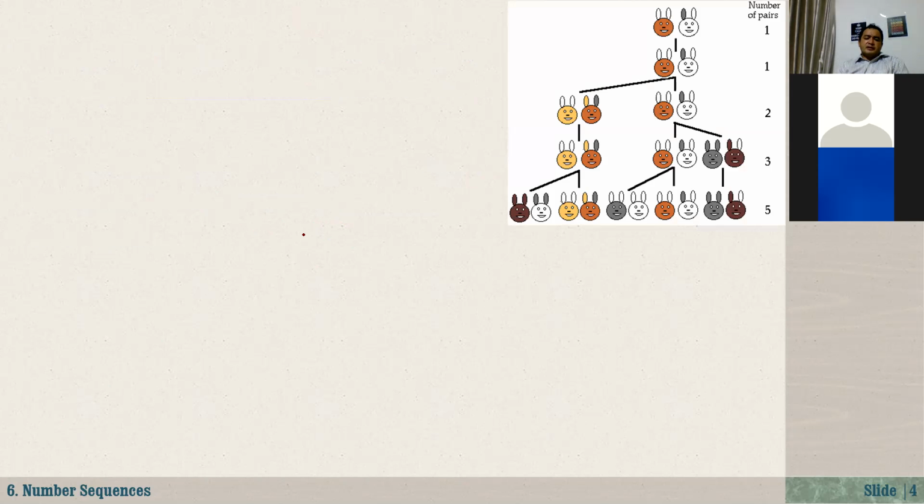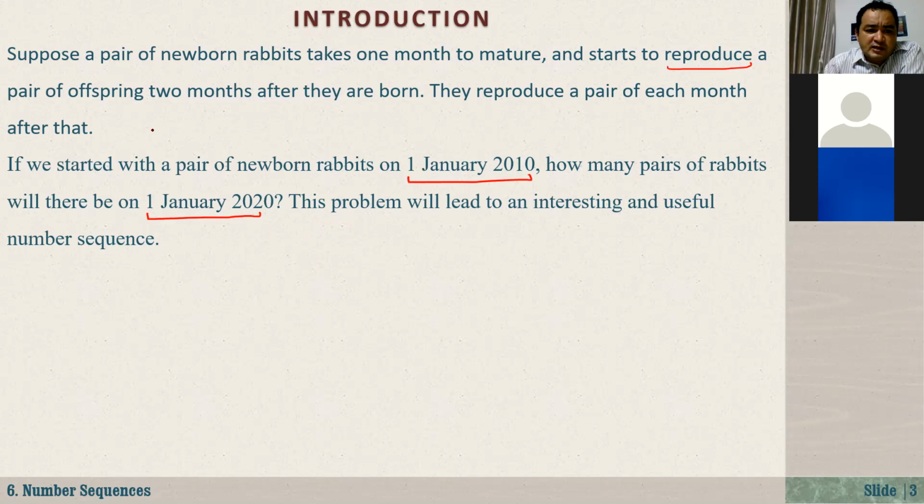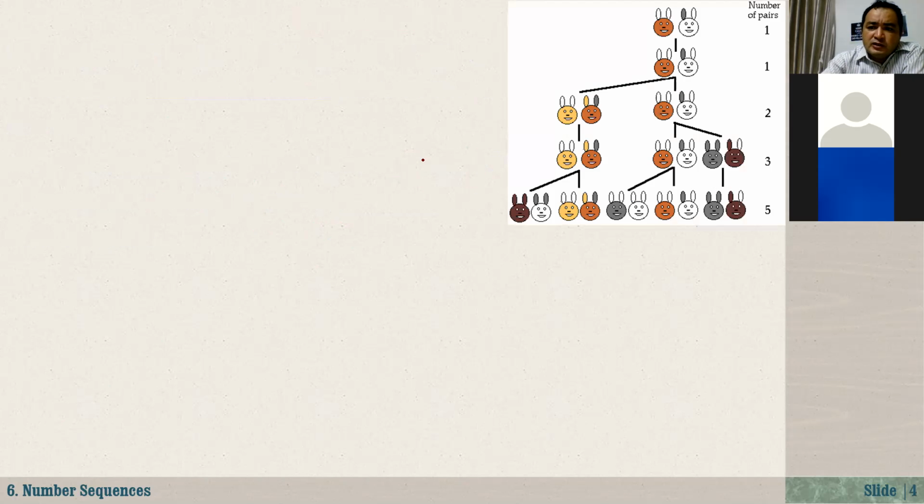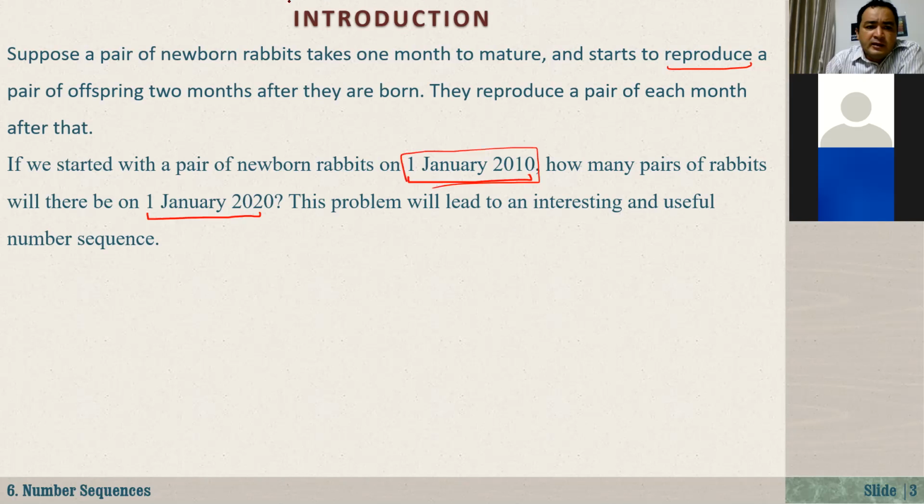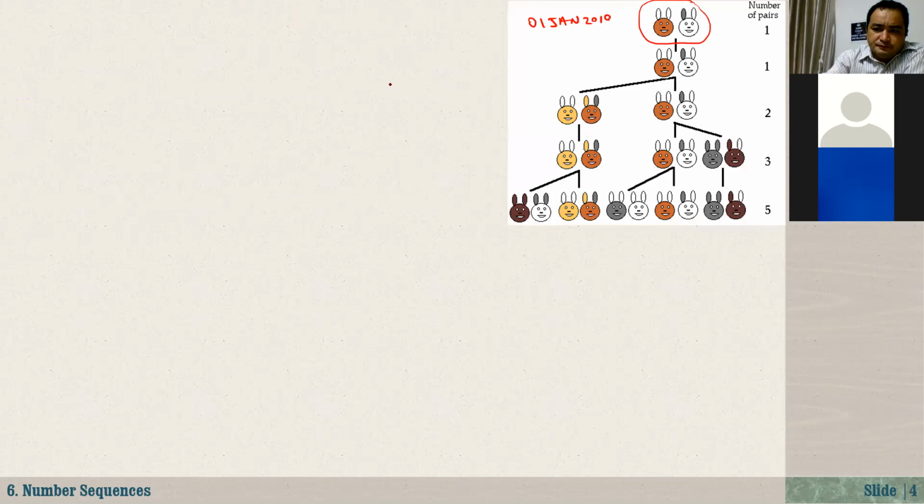Okay, now let's see in the picture. Here in the question, it says that if we started with a pair of newborn rabbits on January 1st, 2010, right? So here we have 2 rabbits. Actually, now today they are newborn. What is it? It is 1st of January, 2010. And in the question, it says that suppose a pair of newborn rabbits takes 1 month to mature. In 1 month, they become adults, and after that they start to reproduce a pair of offspring 2 months after they are born. So during this first month they become mature. And after that, after 1 more month, right, they start giving birth to babies.